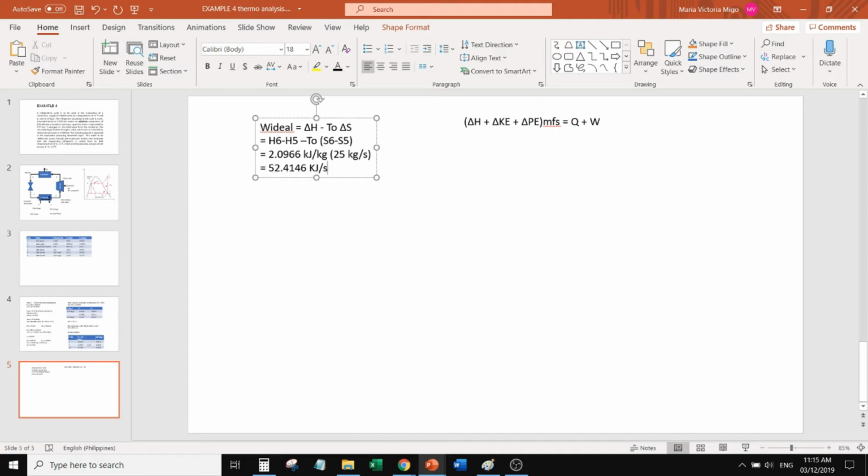Okay. The next step is to get the work shaft. Okay.